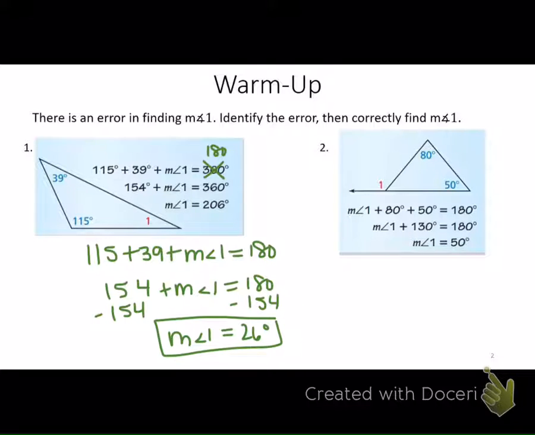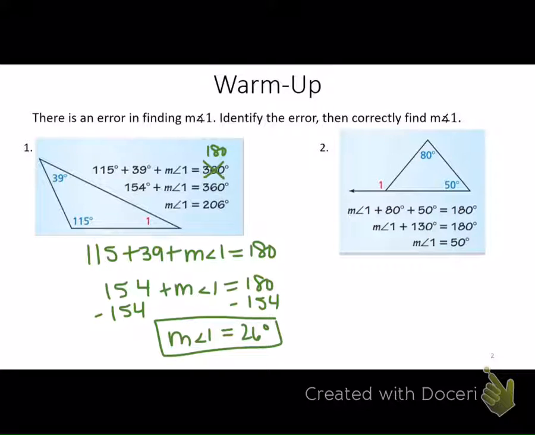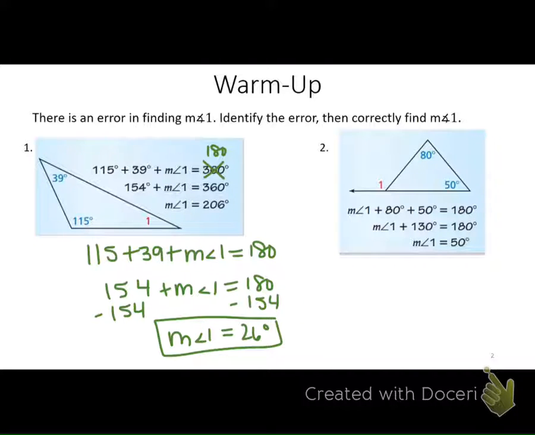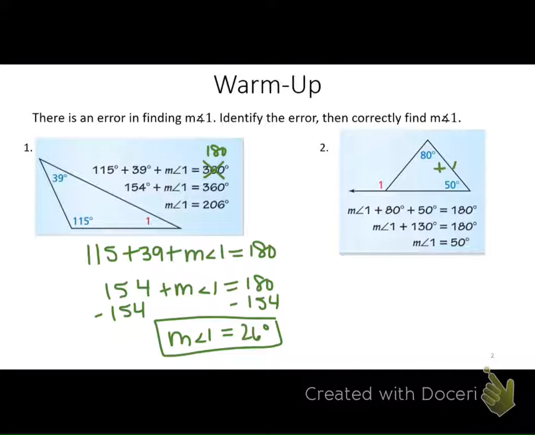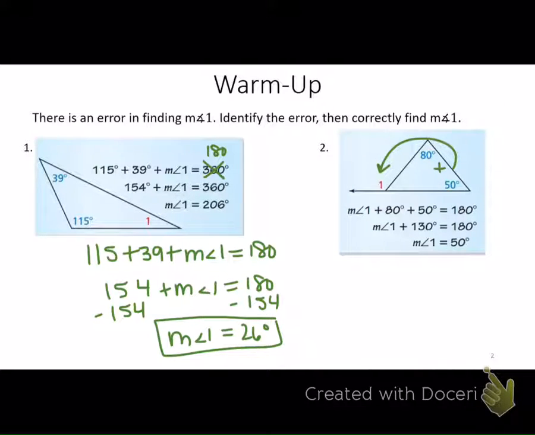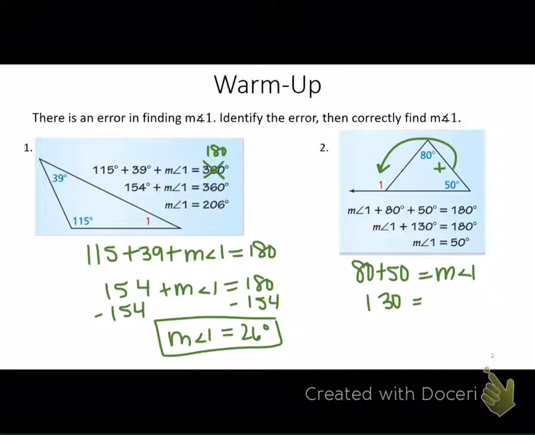All right, who can look at the next one and tell me what the error is here? What is the error there? Yes, Logan. What did you have to do? 80 plus 50 equal to angle? Yep. So it's actually 80 plus 50 equals the measure of angle 1. That's the exterior angle theorem. So that is 130 equals the measure of angle 1.